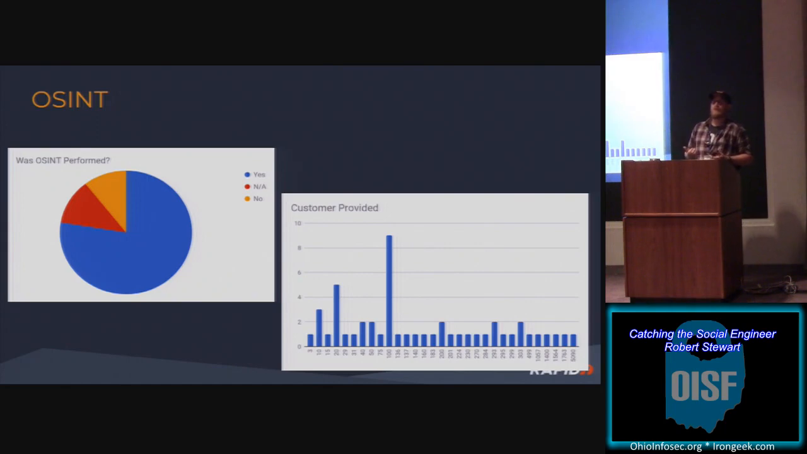All right. Anyways, the not applicable and the no's were interesting. They stood out the most. And what it really turned out to be with those no's and not applicables was that customers were providing information to us. They were saying, here's a list of targets to go after.